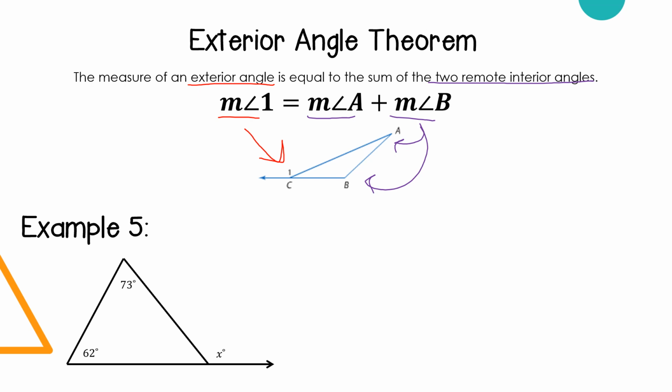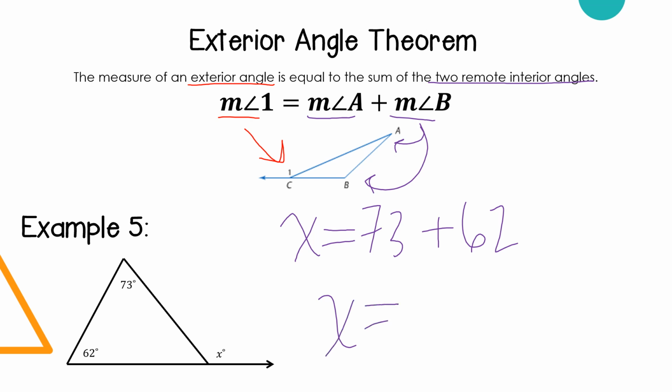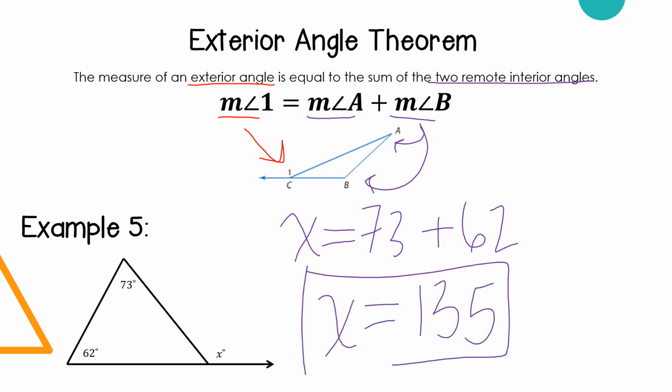So example 5 is a very straightforward problem. In example 5, the exterior angle is x, and it should equal the sum, which means you're going to add, of the remote interior angles, and those are the angles that are not adjacent to the exterior angle, so that would be 73 and 62. If you just add those together, that would give you 135, so that exterior angle would be 135.